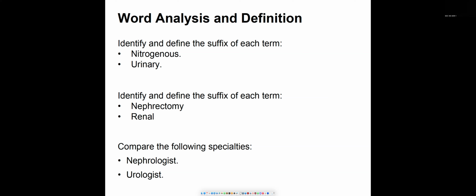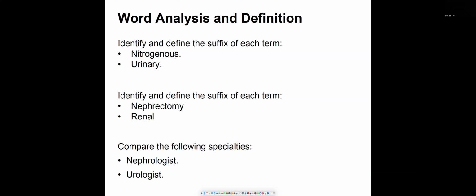Next, let's focus on identifying the roots. Here you have nephrectomy. Nephro is referring to the kidney. So nephrectomy is a surgical removal of a kidney. Renal, root is ren, which also refers to the kidneys. Full definition: pertaining to the kidneys.